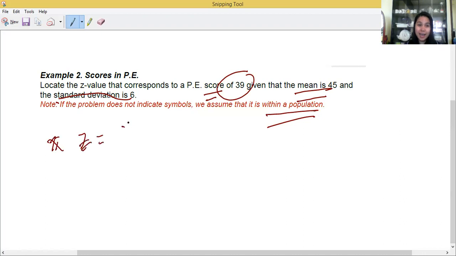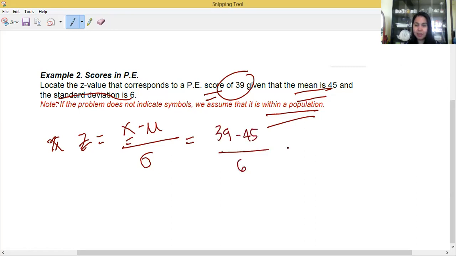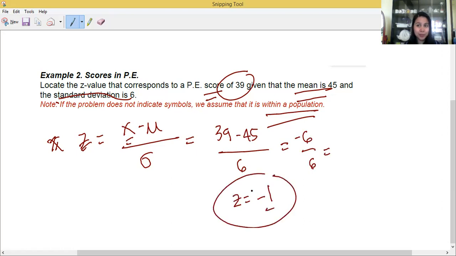Z equals x minus mu over sigma. Our x, our raw score is 39 minus a mean of 45, all divided by 6. That's negative 6 divided by 6. Our z-score is negative 1. It's a negative number below 0. So it's categorized as below average.